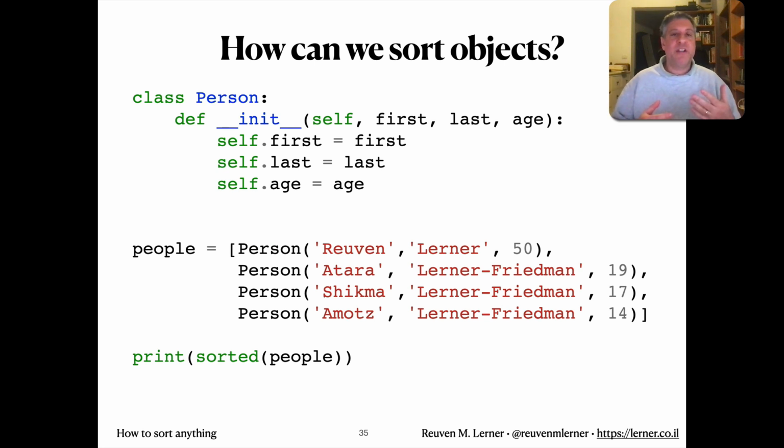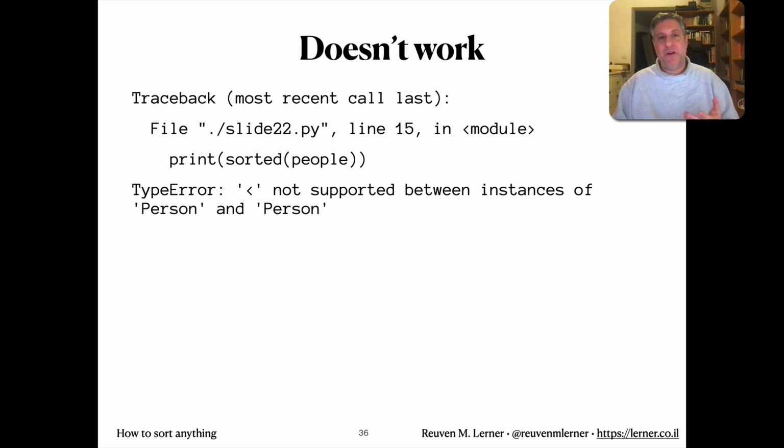Well, what if I want to sort objects? What if I have a person object, and that person object has several attributes, first and last and age, right? And I want to sort by those objects. Can I just sort by them? Well, no, once again, I'm going to get this sort of error. Less than is not supported between instances of person and person, right? And that's because we haven't actually implemented the less than operator.